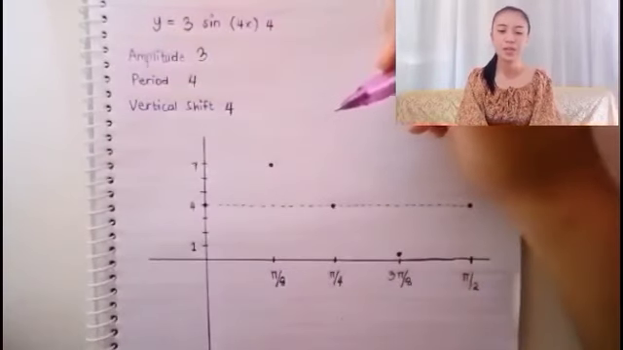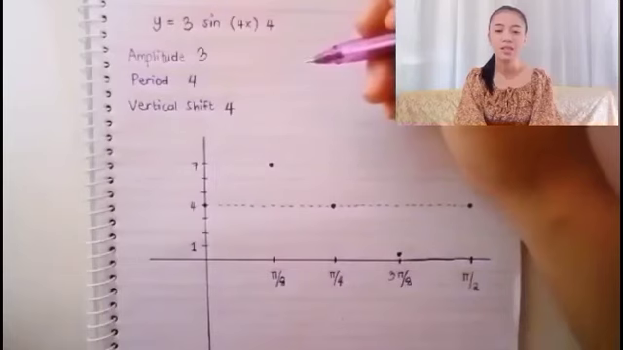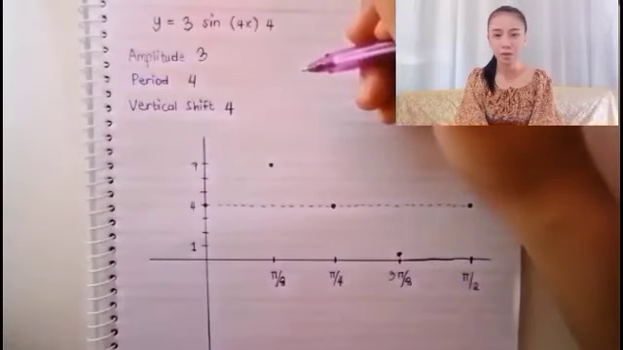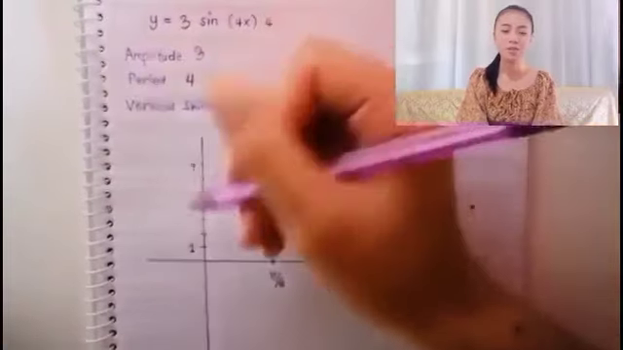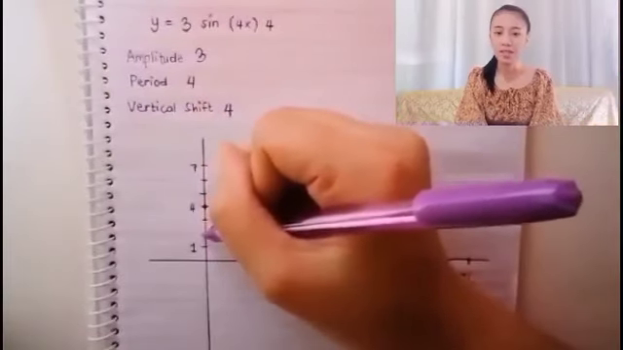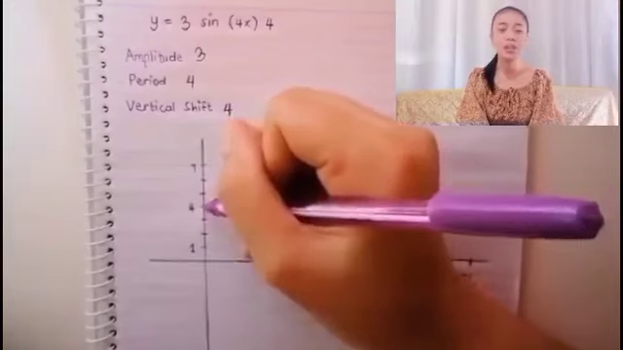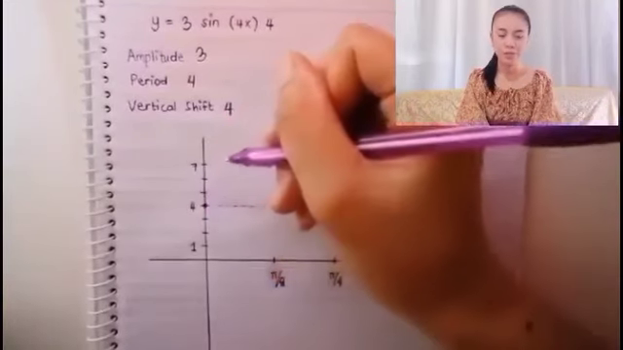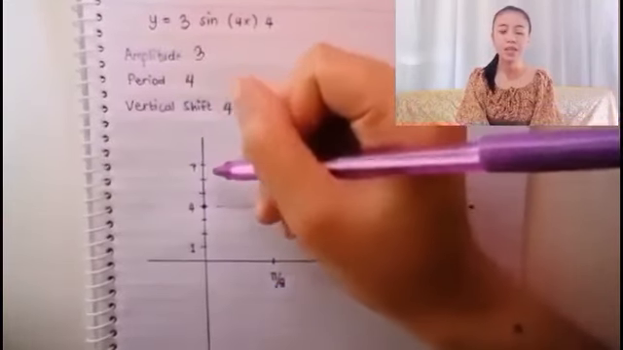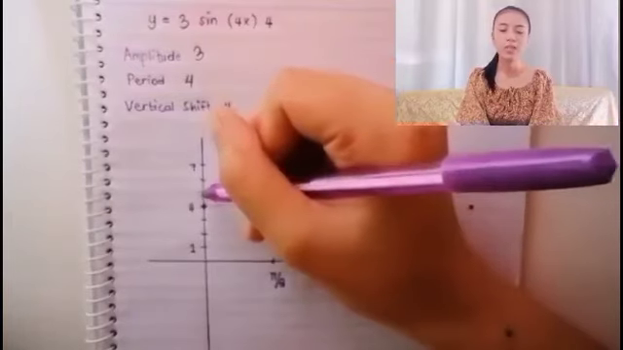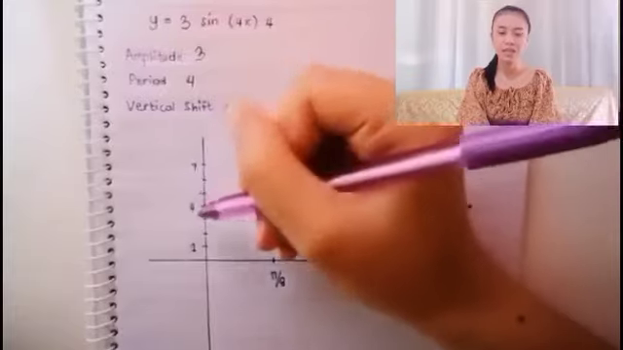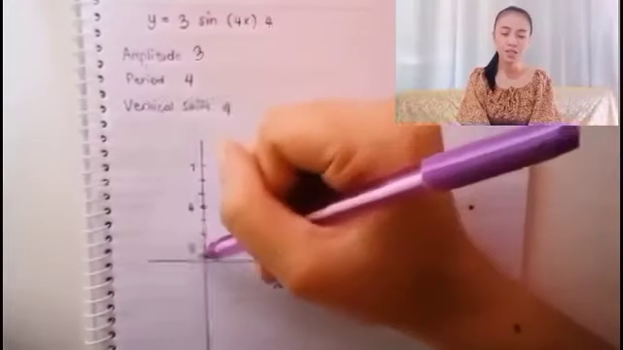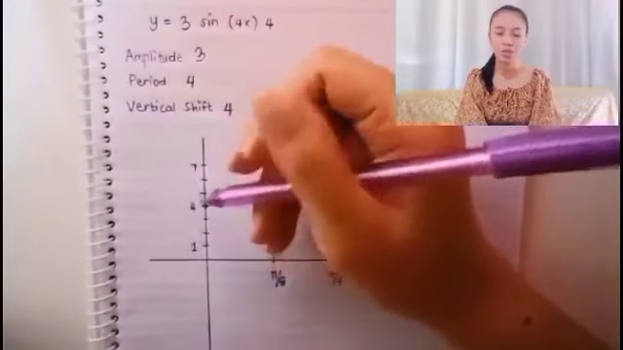Let's try to graph this equation. Since our vertical shift is 4, we will move our midline 4 steps from the origin. So 1, 2, 3, and 4. Our amplitude here is 3, so we need to go up 1, 2, and 3 from 4, which is 7, and down, which is 1.